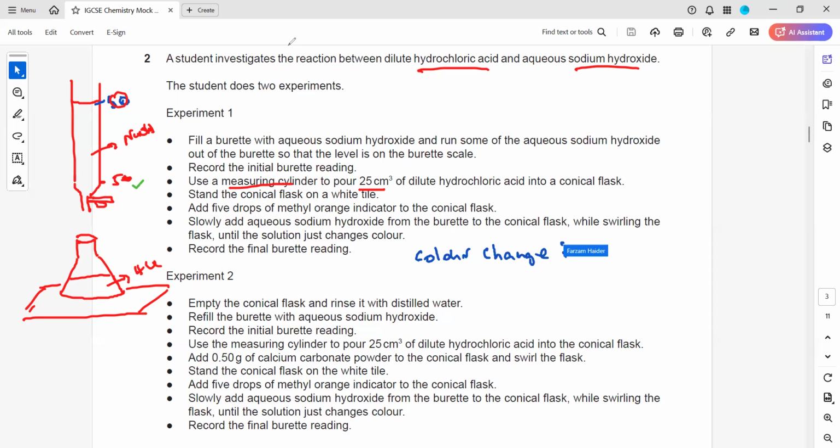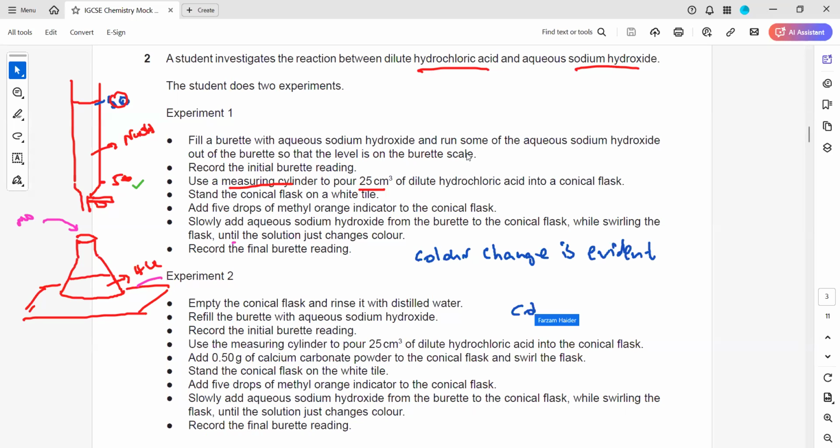Then add 5 drops of methyl orange indicator. So in this one, he added methyl orange. It's an acid. So what should be the original color of the solution because of the methyl orange in acidic condition?